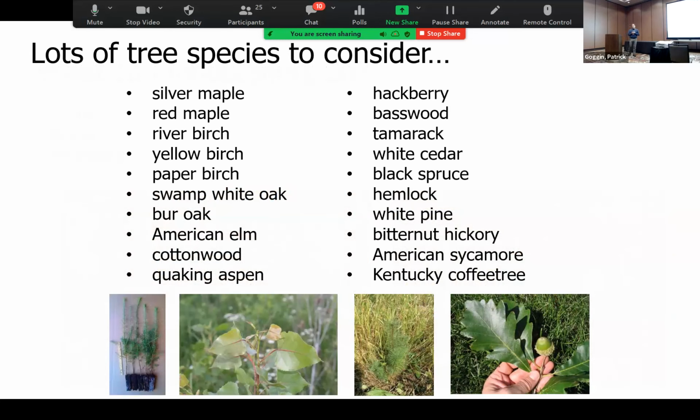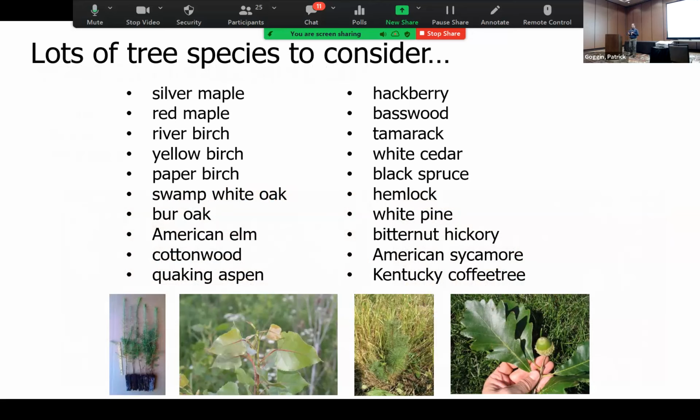So we could talk about lots of really cool forest species that grow in these wetlands, but we don't have enough time to do that for all of them. One of the keys, though, that I want to get across to you is if you're trying to manage these wetland forest species, we have a saying in reforestation: the right tree, the right place, and the right time.